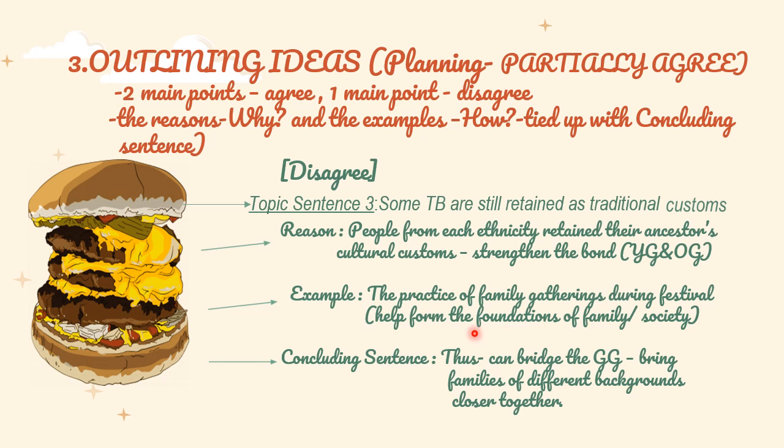What are the examples? The practice of family gatherings helps form the foundations of family. When you practice family gatherings here, and then it could be some religious rituals, religious customs here. And then don't forget to tie up. This will be the flow. So plan what to write for the reason and for the example. For the example, you pick from what you have listed down. That's how it is.